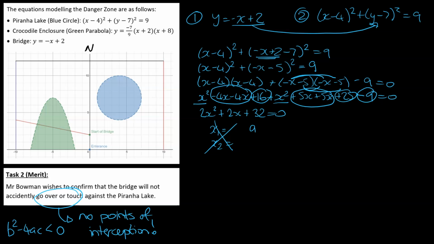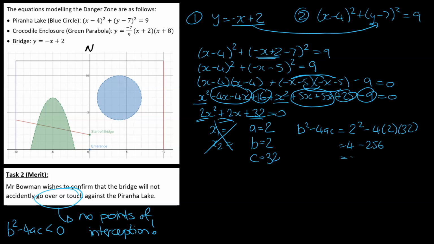So in this scenario, we know that a is going to be equal to 2. We know that b is also going to be equal to 2. And we know that c is going to be 32. And from there, we can go ahead and calculate the discriminant of that equation. So b squared minus 4ac is going to be equal to 2 squared minus 4 times 2 times 32. So that's going to be 4 minus 256, which is going to be negative 252. So what we've done there is we've confirmed that b squared minus 4ac is less than 0.